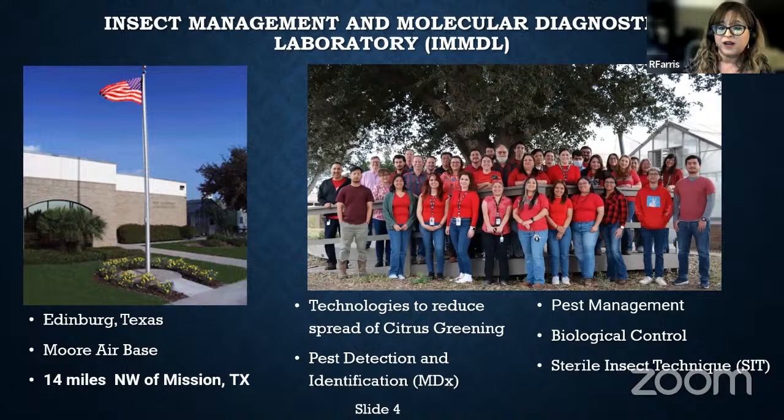So we have technologies to reduce the spread of citrus greening disease in plants. We have pest detection and identification, which is molecular diagnostics, which is the group I'm in. We have pest management. We have biological control, and we also have sterile insect technique. All right.